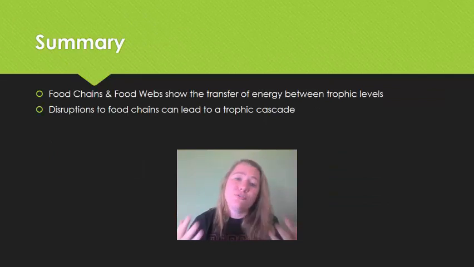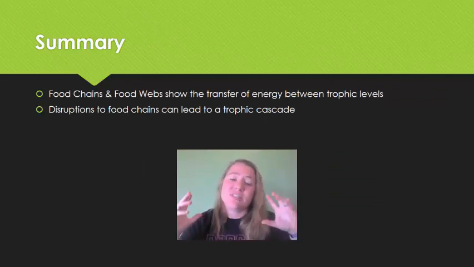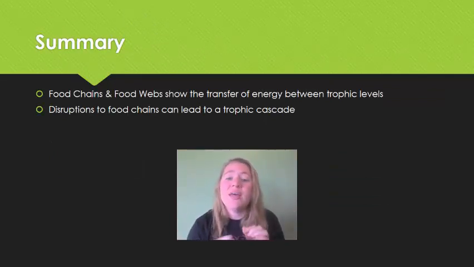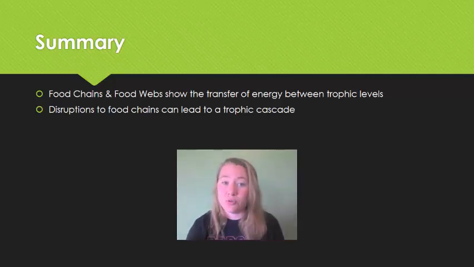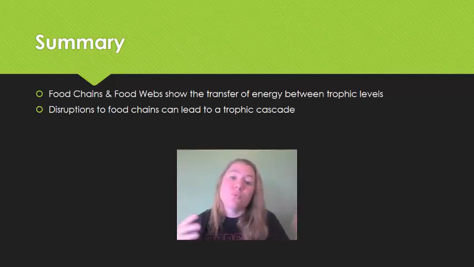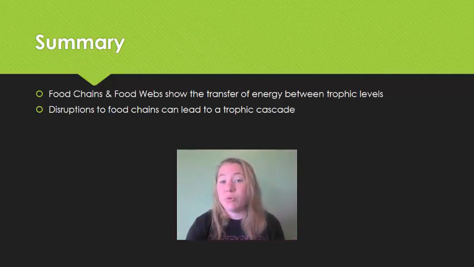In summary, food chains and food webs are just diagrams showing the transfer of energy between trophic levels. And if you disrupt these food chains and food webs, that can lead to the process of a trophic cascade.